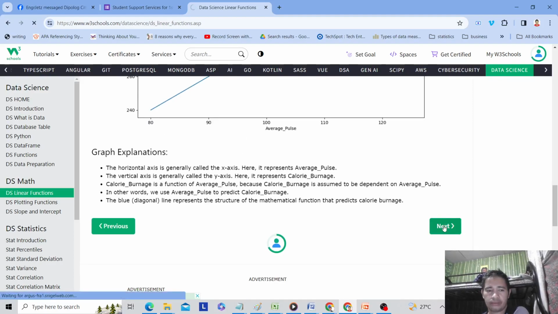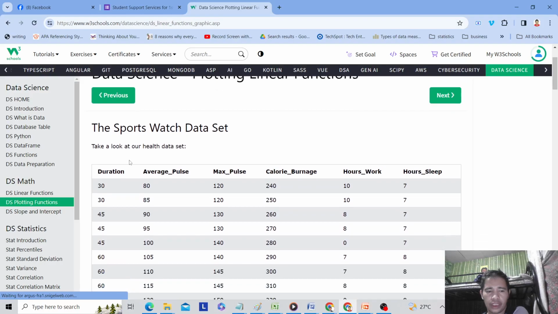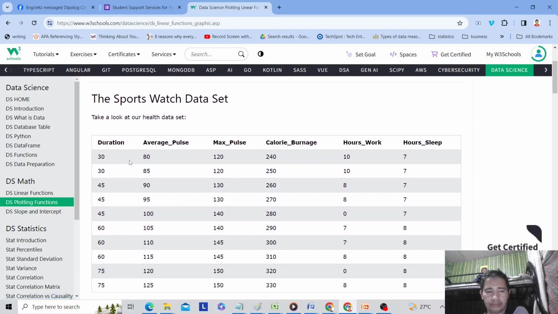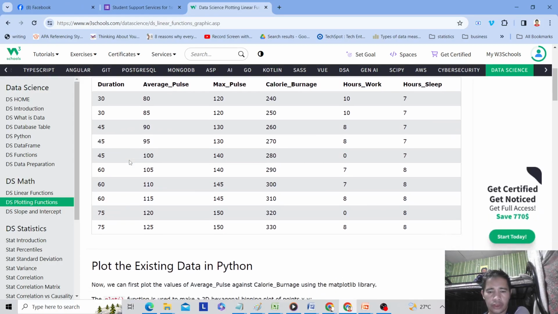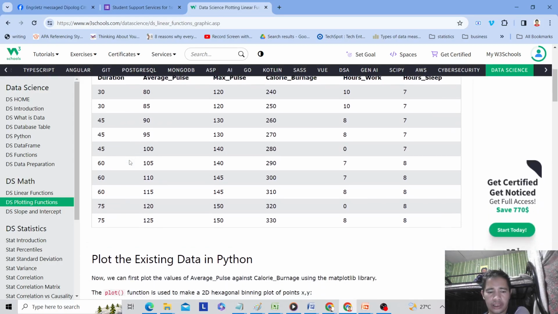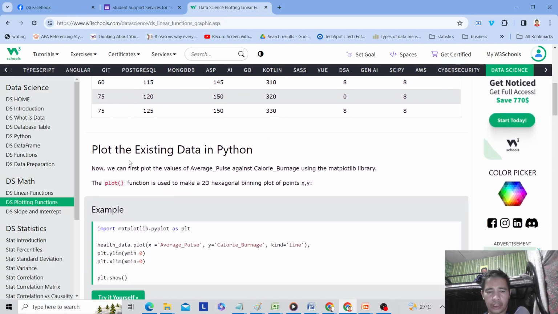Let's click next. The Sports Watch dataset. Take a look at our health dataset. As we remember, the duration, average pulse, max pulse, calorie burnage, hours work, and hours sleep are our variables. Putting this existing data in Python, we can use this particular program.